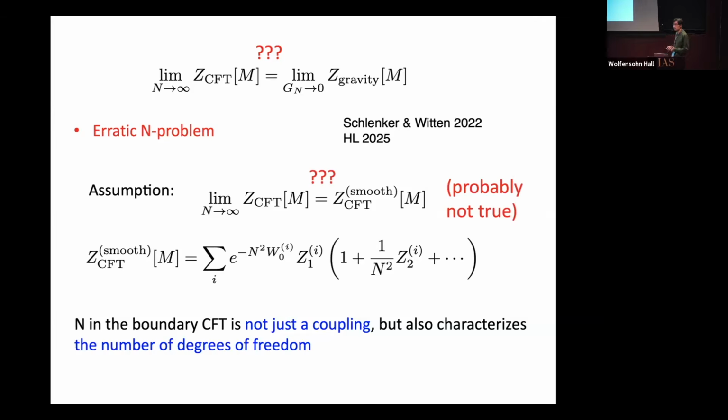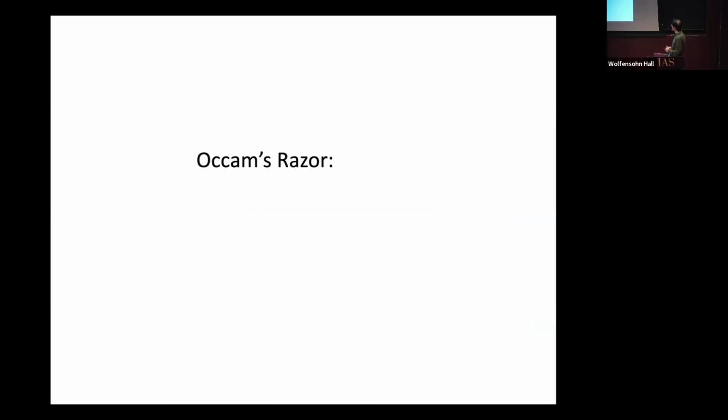And probably not true. So actually I will provide some proposal that maybe there are places where we can see that this is not true. So now we have two problems. And now we can apply, say, Occam's razor. Maybe we can reduce the two problems into a single problem. And I want to convince you that that's a good thing to do.